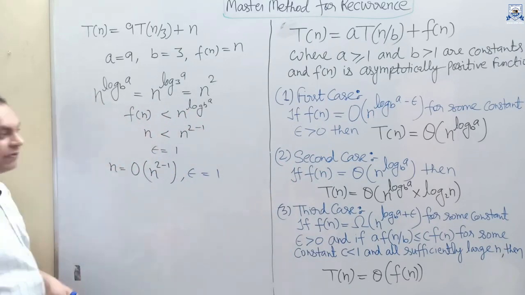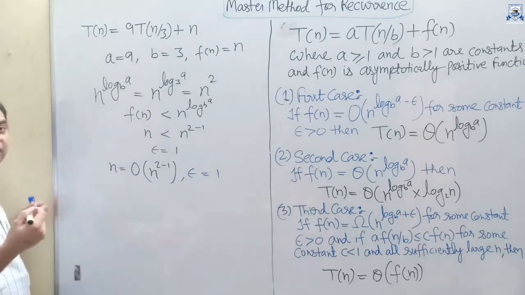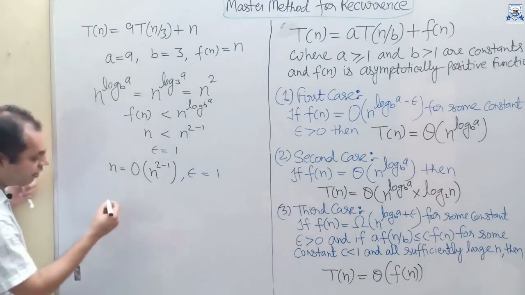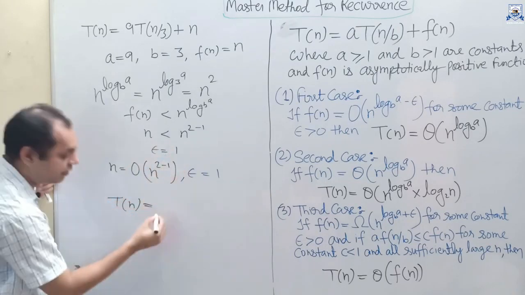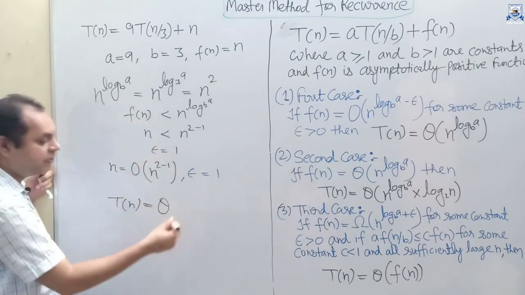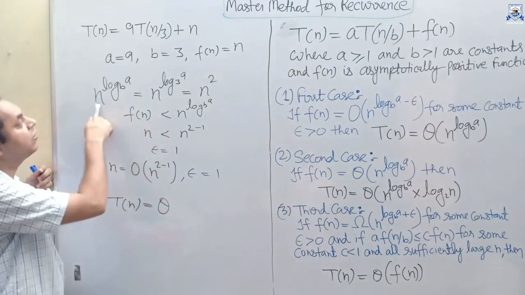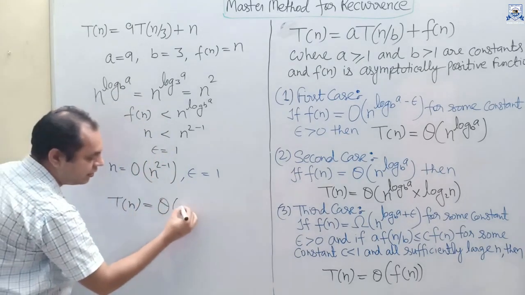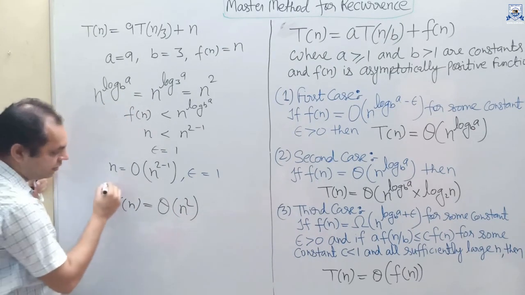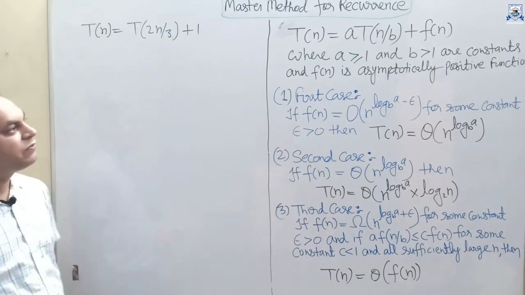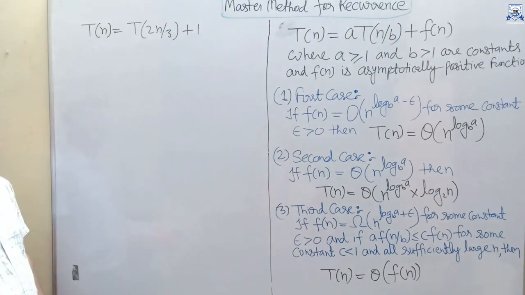If the first case is applicable, then we can write the solution directly, and Tn would be equal to theta of n to the power log at base b. And what is the value of n to the power log at base b? It is n square. So this is the solution.